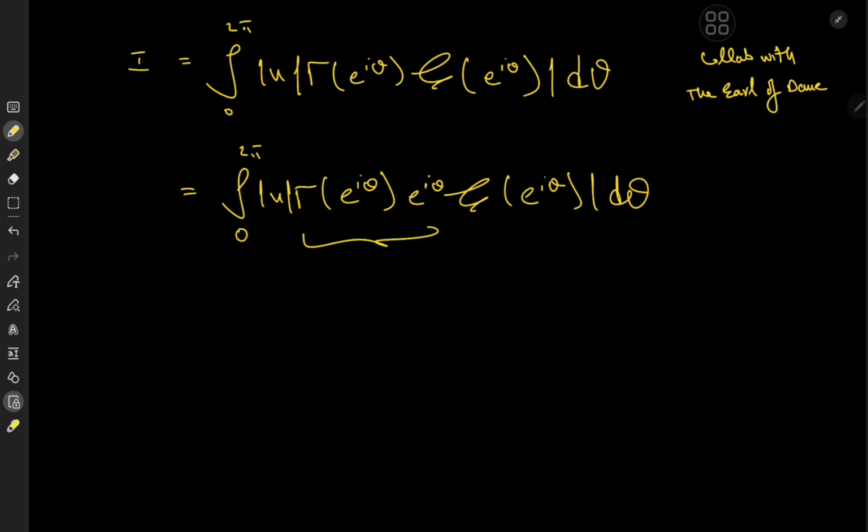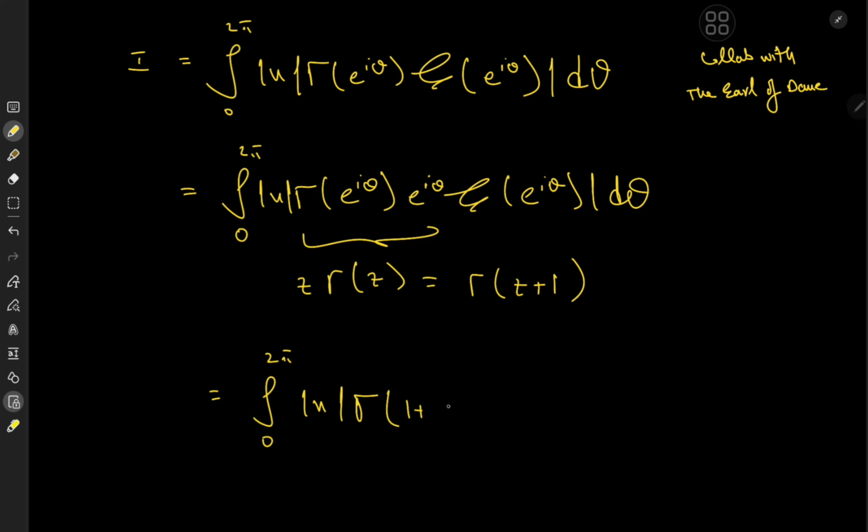So we have gamma of z times z, which we know equals gamma of z plus 1. So this means we have the integral from 0 to 2 pi of log of the absolute value of gamma of 1 plus e to the i theta times zeta of e to the i theta d theta.